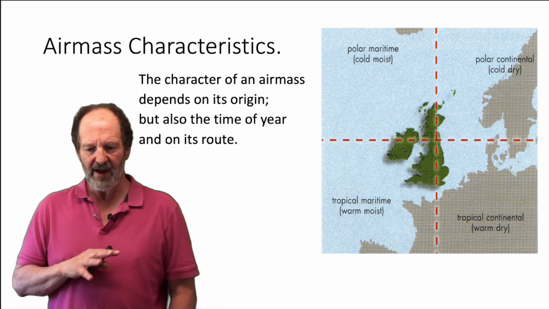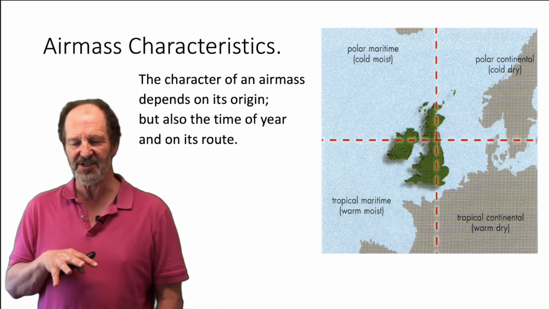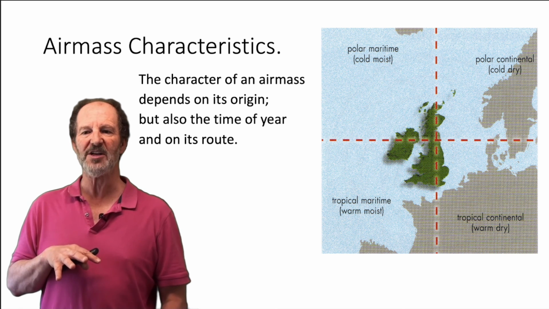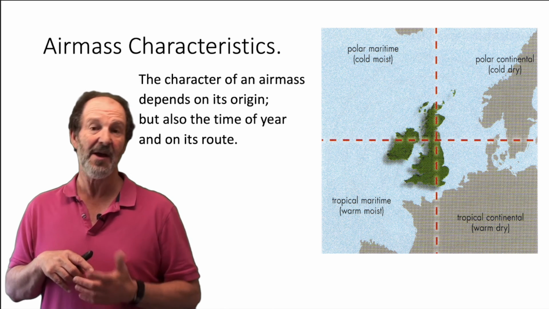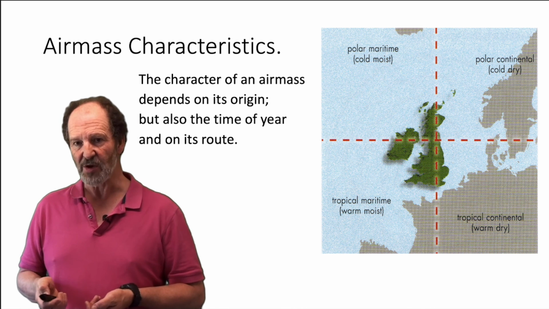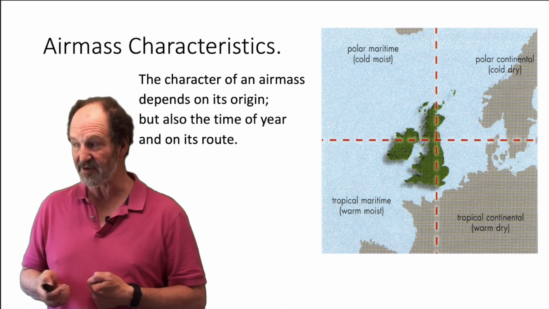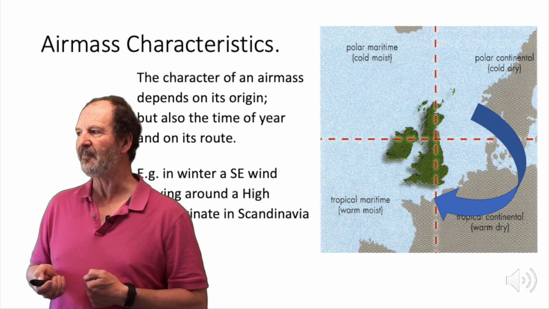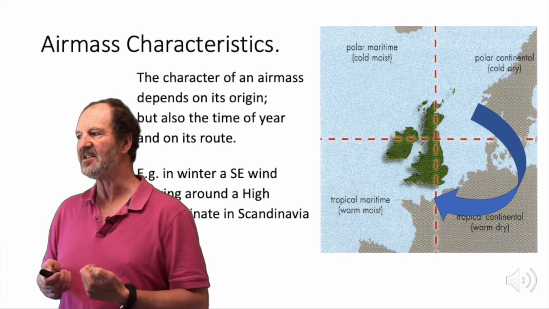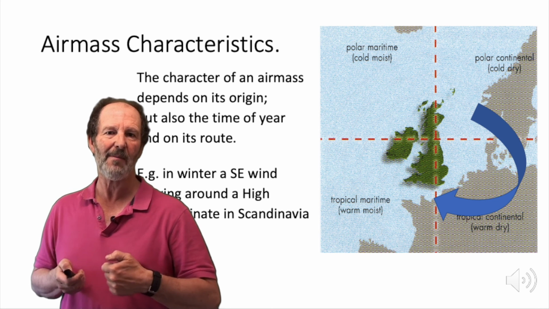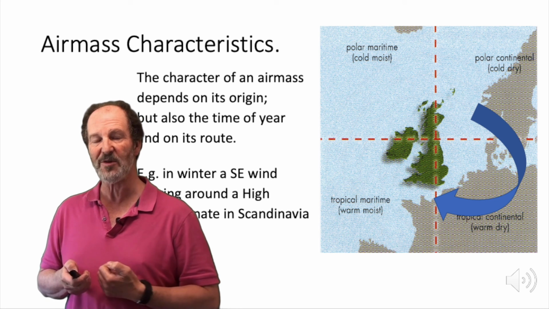Right, so it's important to know about what the air masses are, but it's not always quite as straightforward. The characteristics of the air mass depend on a number of things, partly on the time of year, but also on the path that it's taken to get here. So an example of this is in the winter, you might get a southeasterly wind, and you think, oh right, southeasterly, that's tropical continental air. It should be warm and dry, but it's not.